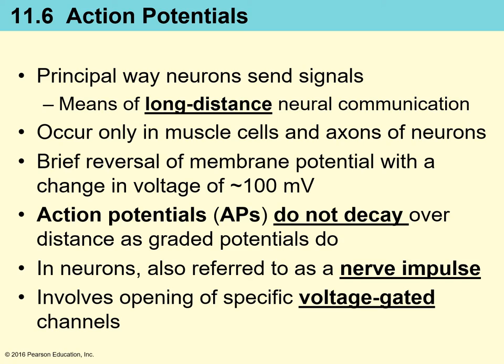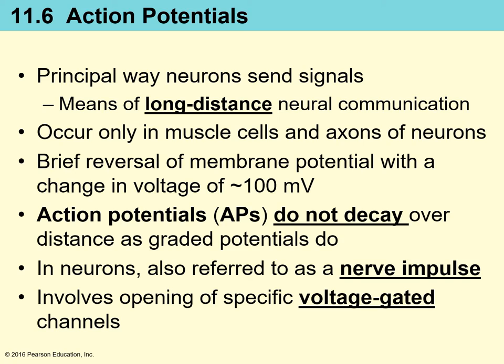You usually have a much higher, significant change in the voltage. It can be as much as 100 millivolt change. It can go from -70 to a +30. The action potential is not going to decay, so that's why it's able to cover a larger distance. In neurons, this is the nerve impulse.